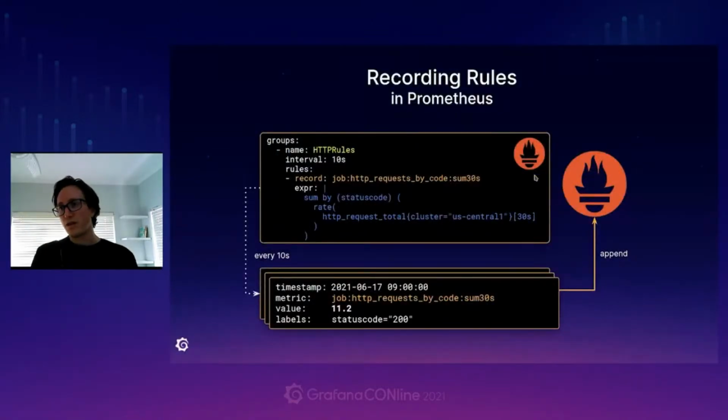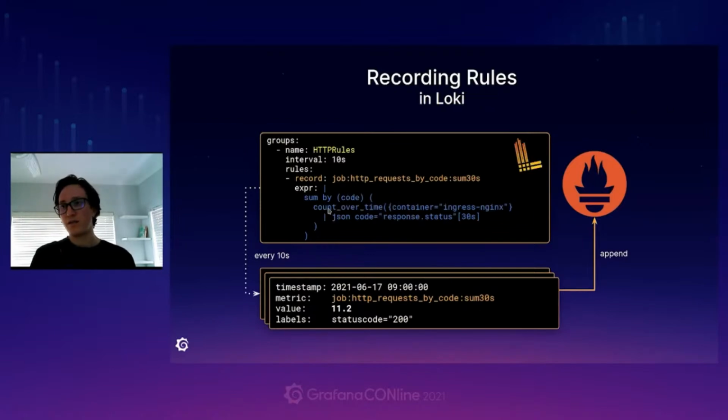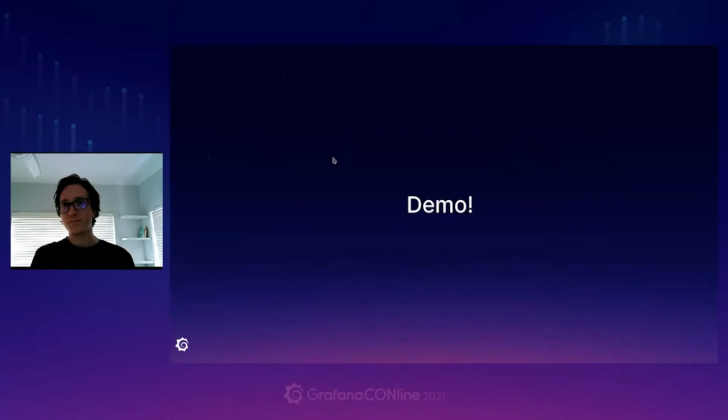Let's just quickly cover how these recording rules look. So this is what a recording rule looks like in Prometheus. You specify a name, how often to run it, the metric name, and then the query. So this is just a PromQL query, which results in a few metrics once this query returns, and then those metrics are sent to Prometheus. And in Loki, it's exactly the same, except now we're running LogQL instead of PromQL. So let's have a look at the demo for this.